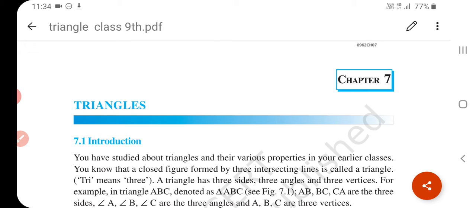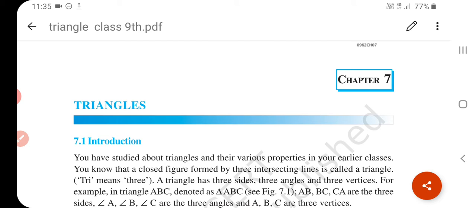Students, for some days we have continued learning about triangles. Now it's revision time. In this chapter, we learn about triangles. What is a triangle? What is the congruency rule of triangles, and so on. So let's revise what a triangle is.